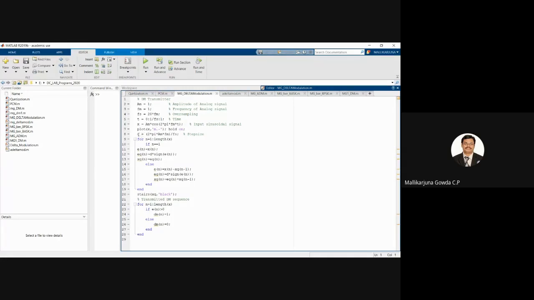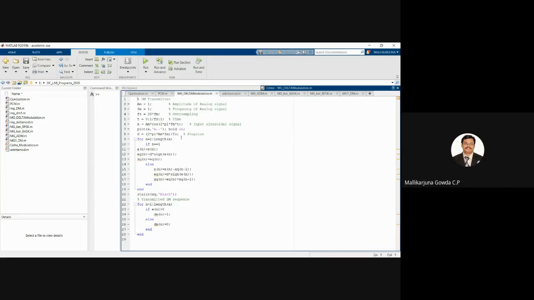Then this is the expression for step size, delta. In the first slide I said AM should be greater than or equal to delta divided by 2 pi FM into Ts. That is the formula. So I have written here 2 into pi into AM into FM divided by Fs as delta.